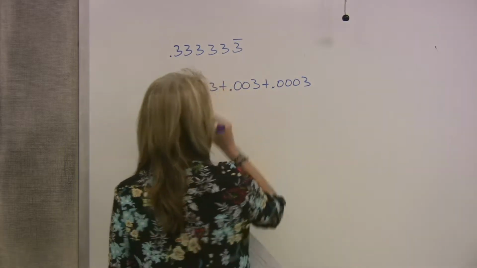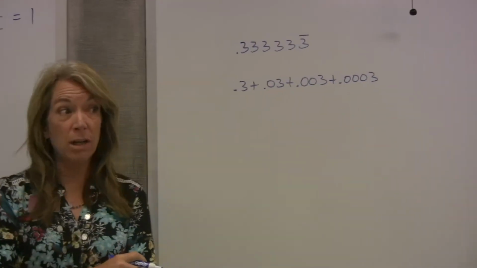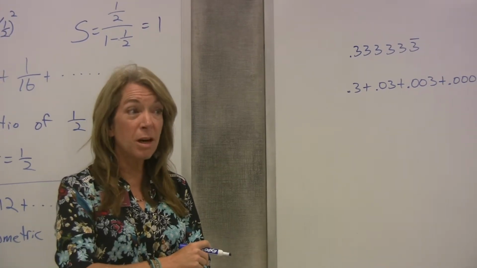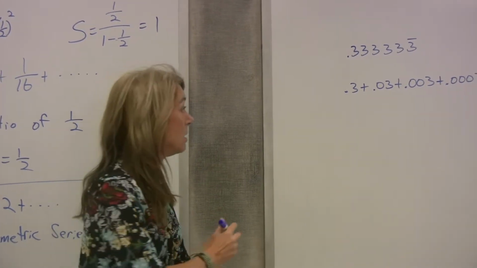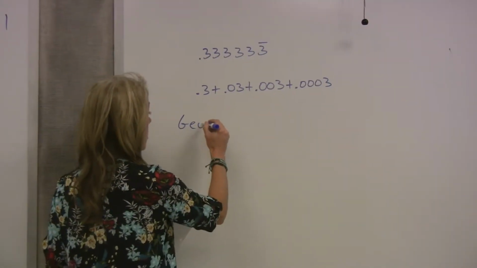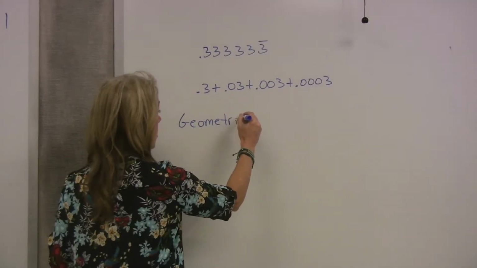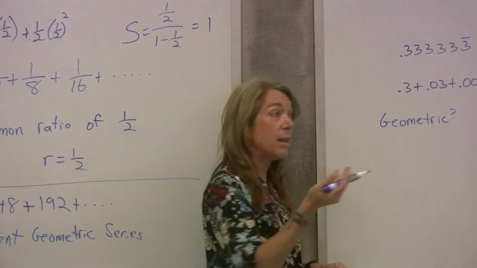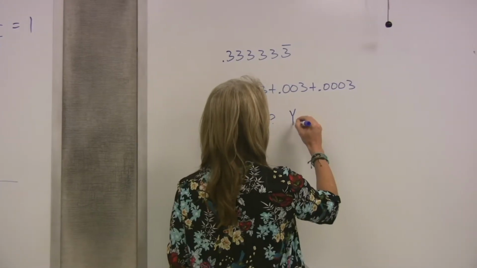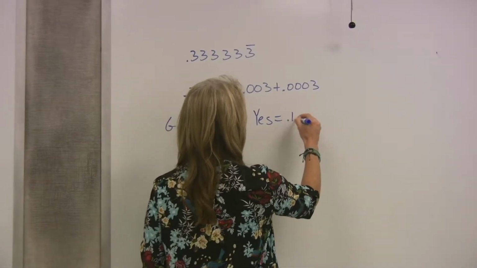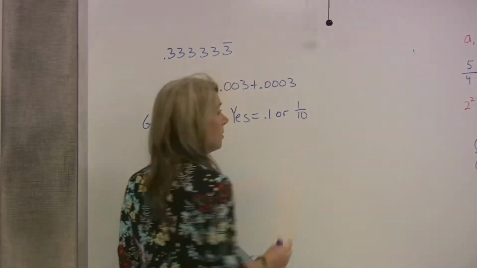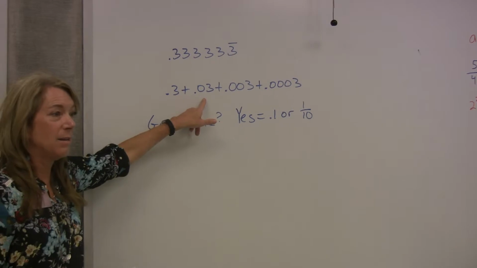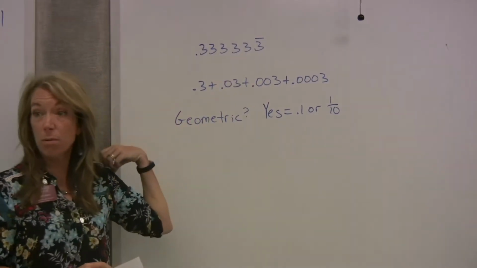My question for you is, is it geometric? If the answer is yes, there must be a common ratio. I want to know what it is. Is it geometric? I heard yes. What's r then? 1/10 or 0.1? You guys are all saying the same thing. Yes, it's either 0.1 or 1/10, whichever way you want to write it, as a decimal or as a fraction. You're dividing this by 10, dividing that by 10. That's the same as multiplying by 1/10.